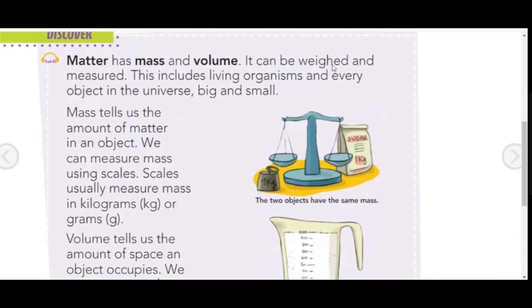You can weigh the object. You can know the mass of an object using a scale, a big scale or a small one, but they do the same. We measure the mass, and we usually measure the mass in kilograms and grams. Remember.